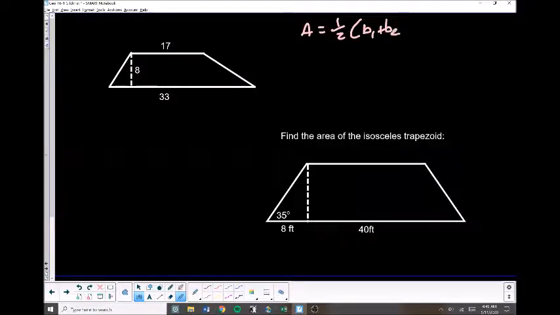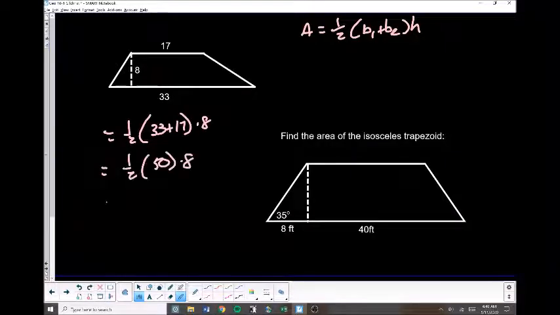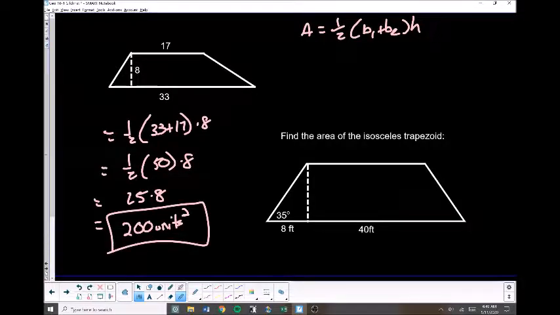Will you please pause and find the areas of these two trapezoids? This first one's pretty straightforward. It's 1/2 times 33 plus 17 times 8, which is 1/2 times 50 times 8, which is 25 times 8, which I think is 200. So it's 200 square units. Area always has square units. Perimeter has regular units. Volume has units cubed.